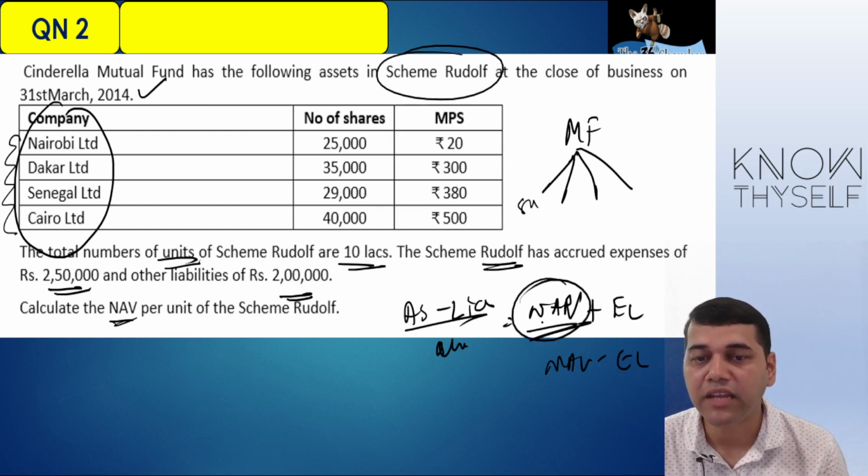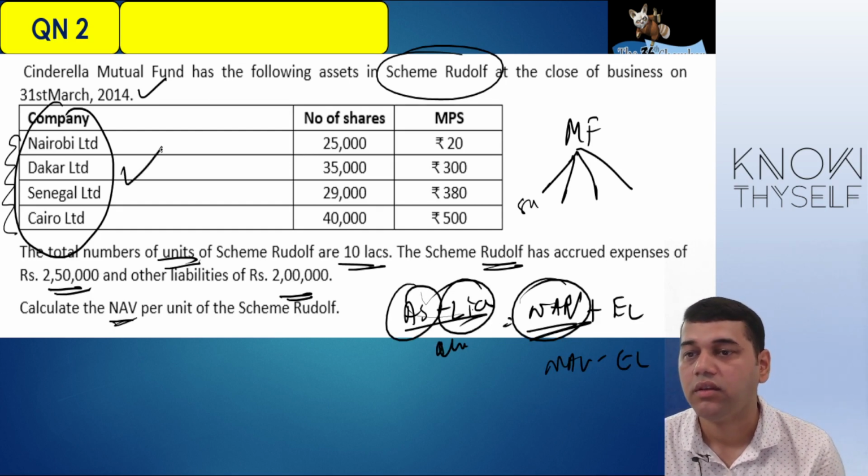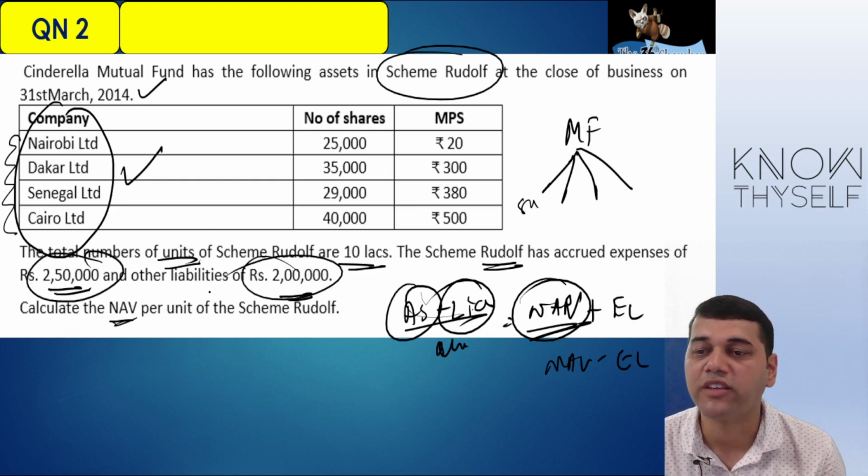Now, what is my NAV? It is asset minus liability. So, what assets have you got? You have got these many assets. What liabilities have you got? You have got accrued expenses and other liabilities.